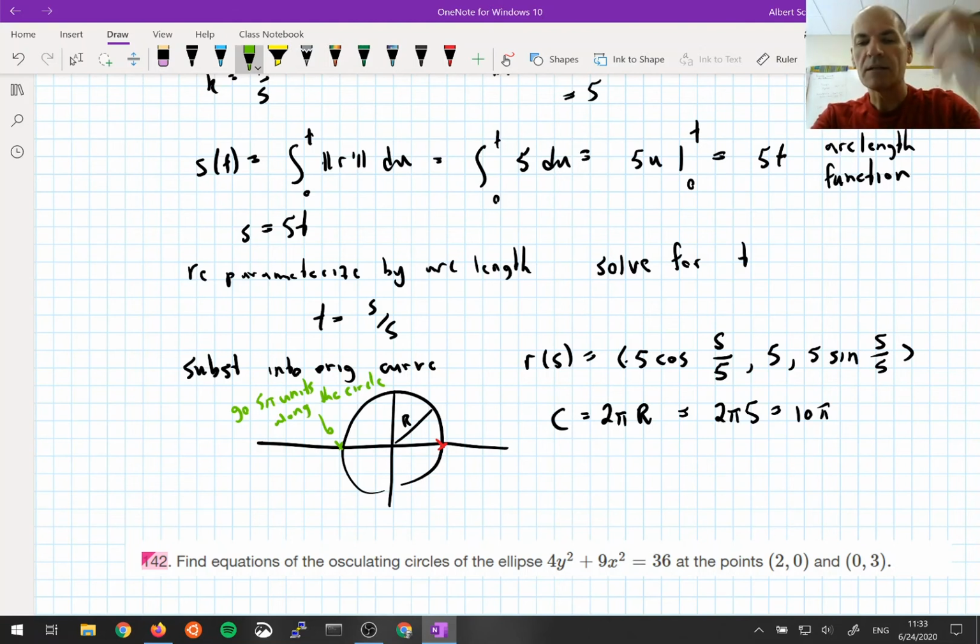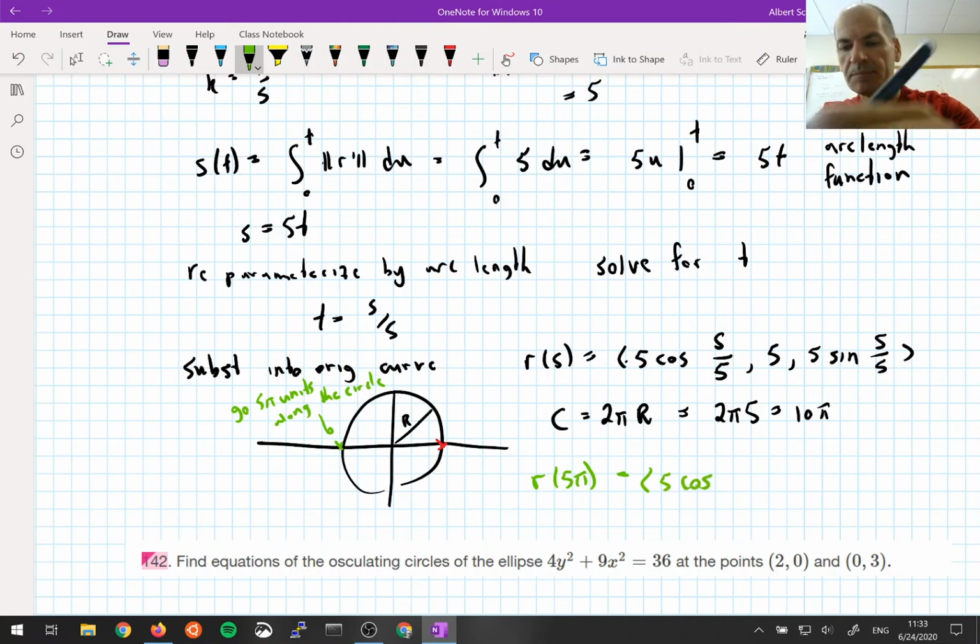Well, how do I find that location using my arc length function? I compute r of 5 pi, and I get 5 cosine of 5 pi over 5, right, because that's s, 5, and then finally 5 sine of 5 pi over 5, like that.